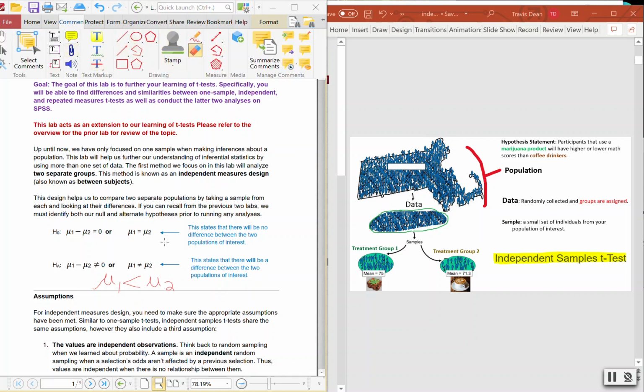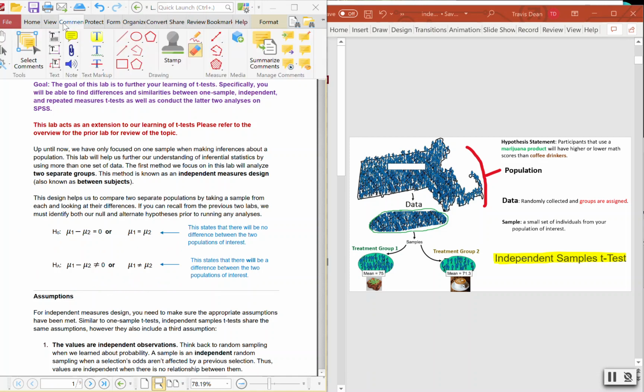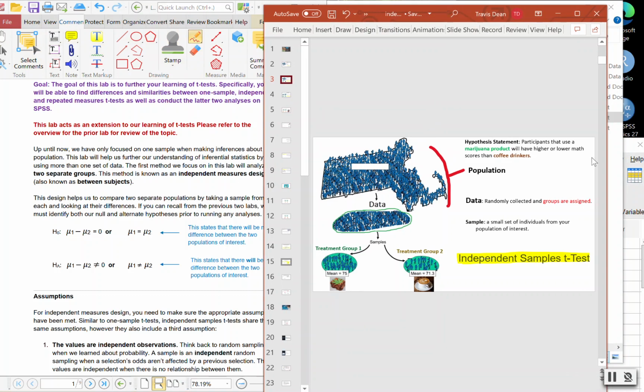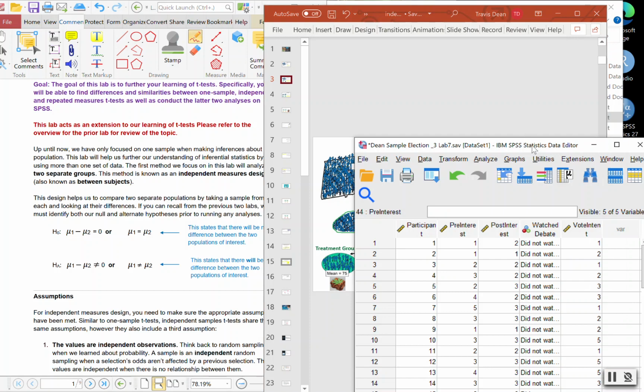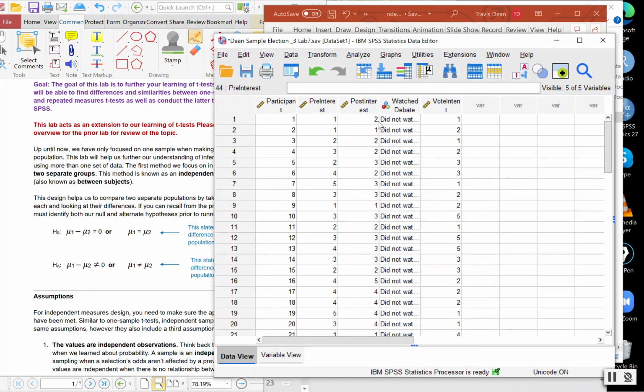Let's go ahead and move on to what we need to do before we even perform the analysis. So now that we set up our null and alternative hypotheses, the very next thing that we need to do is actually look at our data. And so this is our data right here. And then you just want to double check to see what you have here.